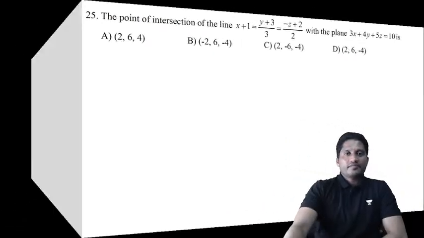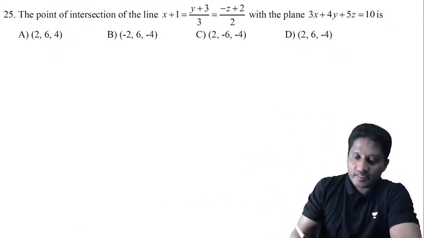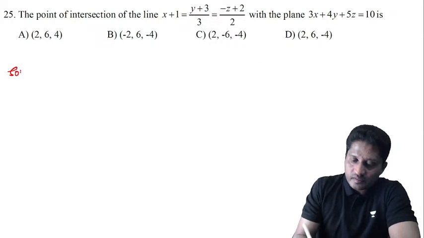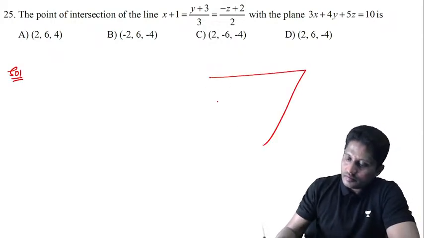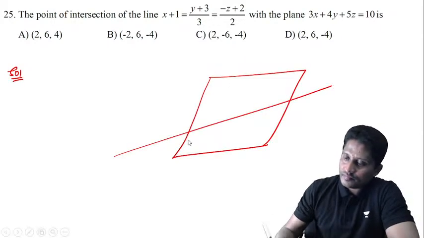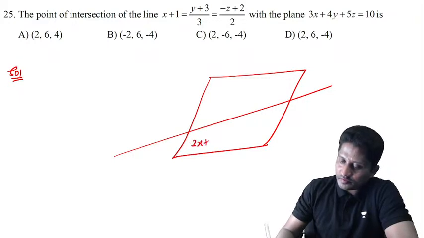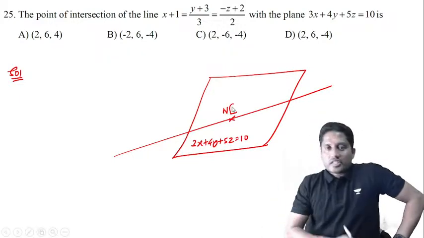Question number 25. The point of intersection of line and the plane. Okay, so this is the plane. Plane equation is 3x plus 4y plus 5z is equal to 10. There's a similar question in the miscellaneous exercise example in the textbook. The point of intersection of line and the plane.